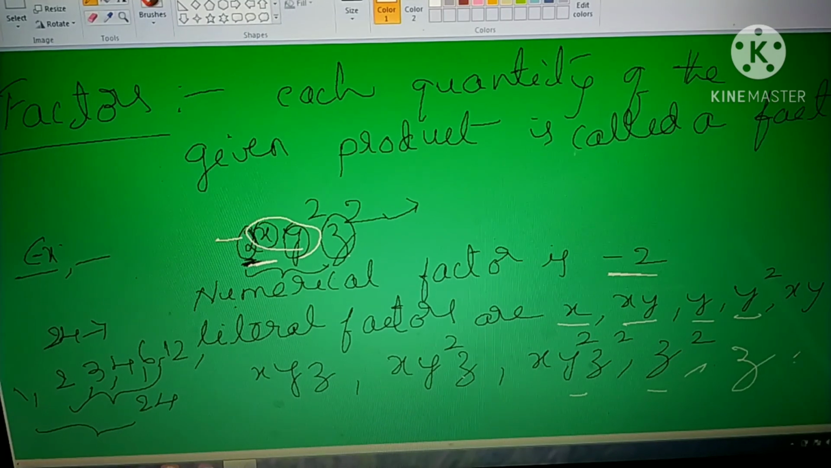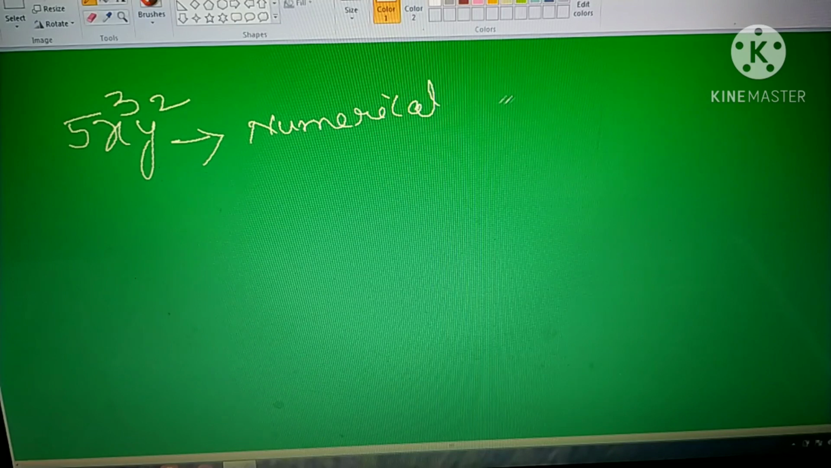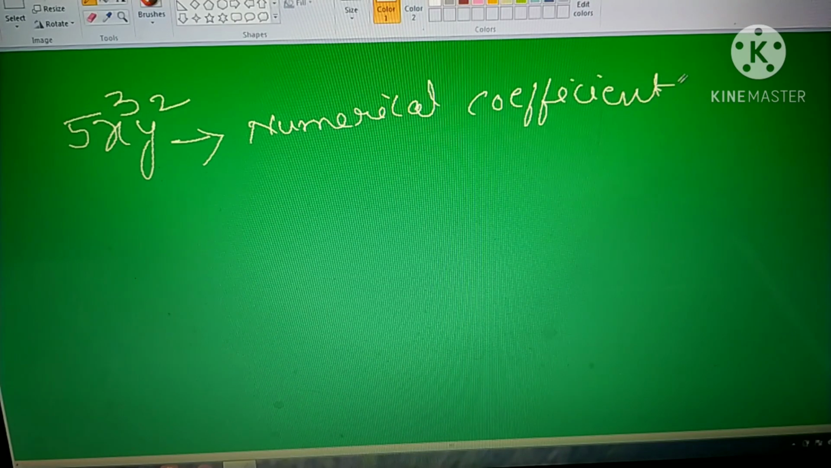See another example, 5x cube y square. These factors we can call coefficients also. Understood? What is the coefficient here? Literal coefficient. What is the numerical coefficient here, or factor? Numerical coefficient is nothing but the factor. What is that one here? 5.